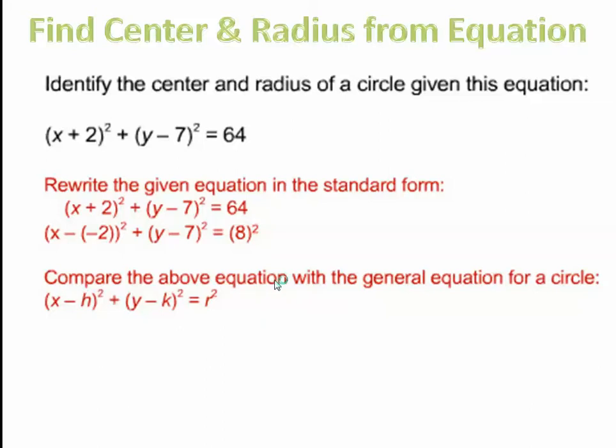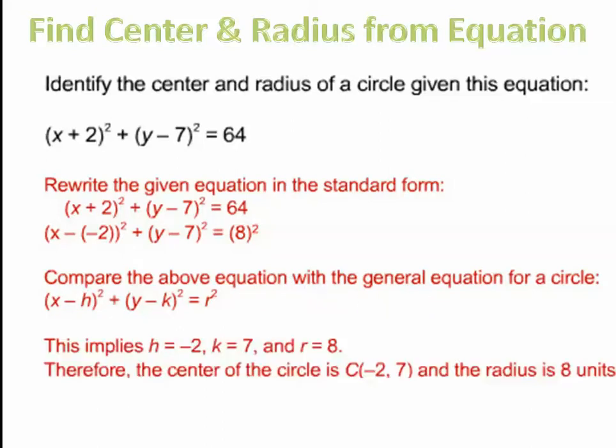So they say compare the above equation with the general equation for a circle. It's going to imply that h is -2, k is 7, and r equals 8. So our center is going to be the coordinates (-2, 7), and the radius is 8 units. Now, they broke that down and they made it sound really hard, but it's not that hard. You just look at the numbers and you figure out the information.